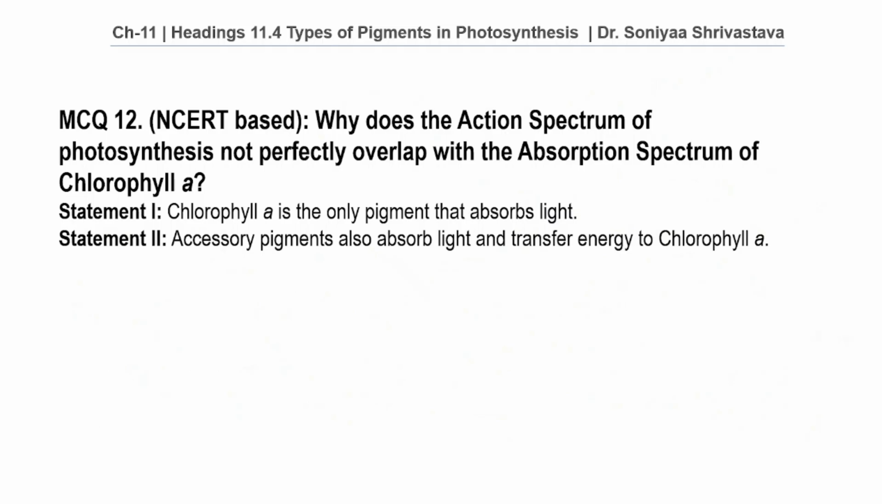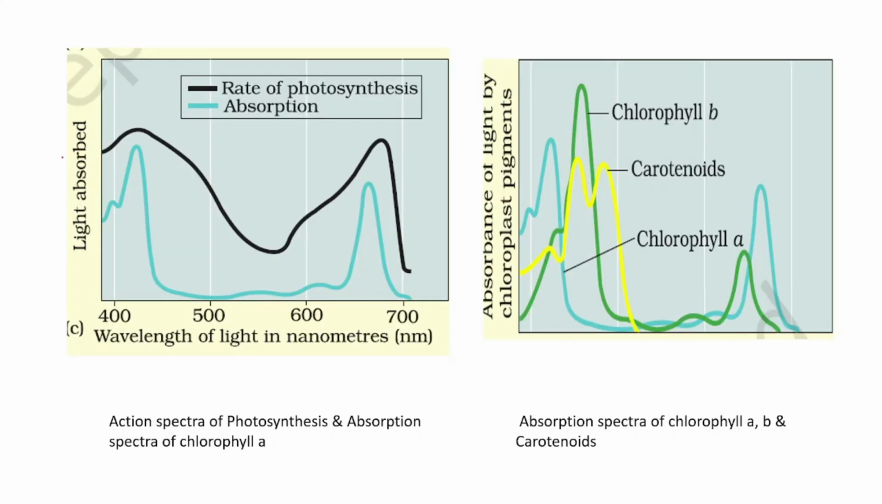Now coming to question number 12. Why does the action spectrum of photosynthesis not perfectly overlap with the absorption spectrum of chlorophyll A? Statement 1: chlorophyll A is the only pigment that absorbs light. Statement 2: accessory pigments also absorb light and transfer energy to chlorophyll A. So which statement is correct? Let's see our graph. These are the two graphs. The first one is the action spectra of photosynthesis, which is the rate of photosynthesis, and the other one is the absorption spectra of chlorophyll.